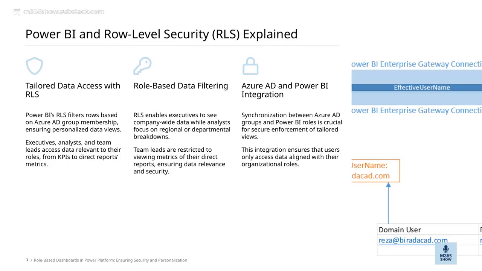Power BI's RLS filters data at the row level, based on Azure AD group membership. So each user's view of the data is tailored to their role, whether it's KPIs for executives or detailed metrics for team leads. This targeted access not only enhances security, but also makes sure everyone gets the right insights for their responsibilities. In essence, this integration and filtering mechanism enable us to deliver personalized, secure data experiences that align perfectly with organizational roles and needs.